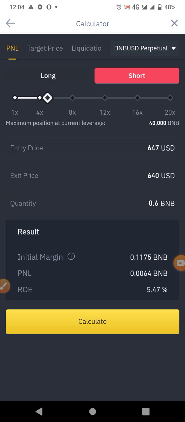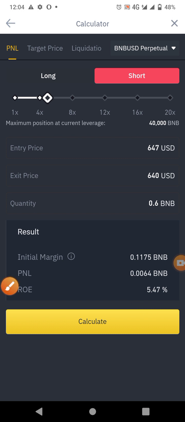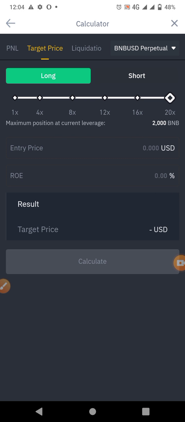Now I can see I entered at 647 and BNB dropped to 640. The investment I needed to trade is 0.1175. My profit is just 5.47%. That is, if BNB continues going down, my profit will be increasing. So it's not necessarily BNB falls from 647 to $300 before you can see profit. It's just the magnitude of the profit will be different. So that's that about how to calculate the profit and loss. Now let's go to the target.